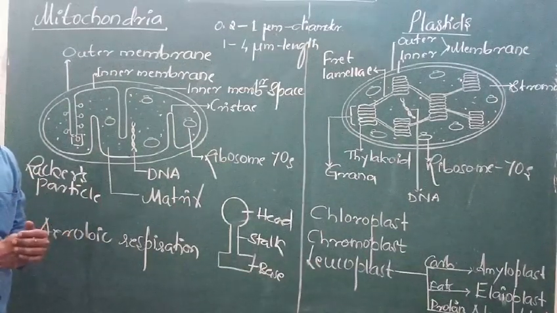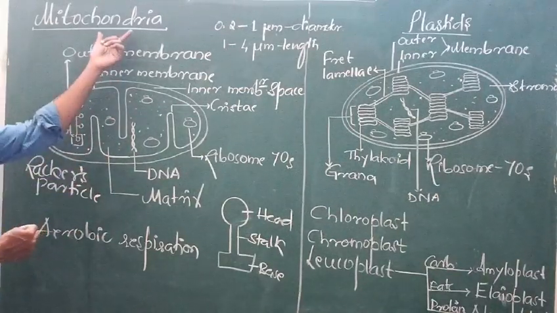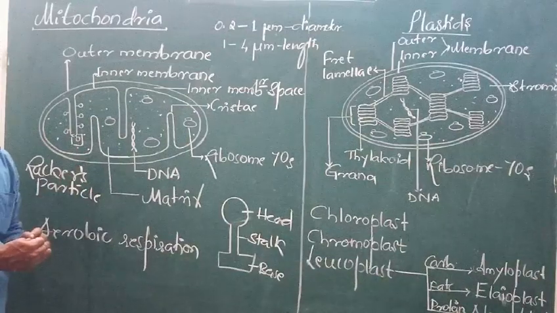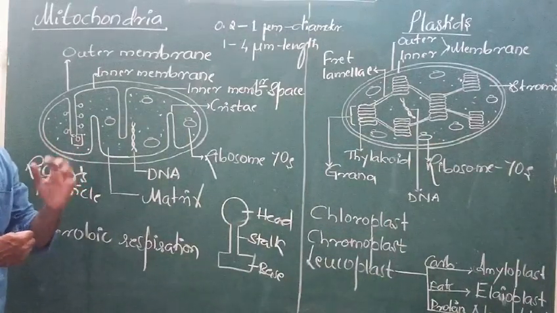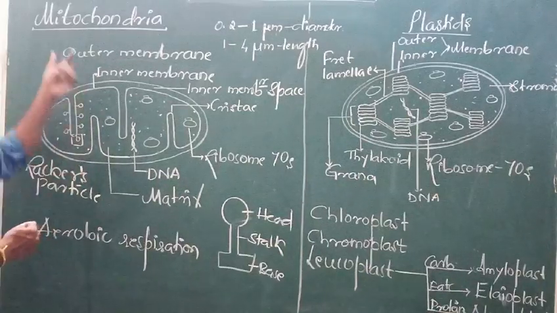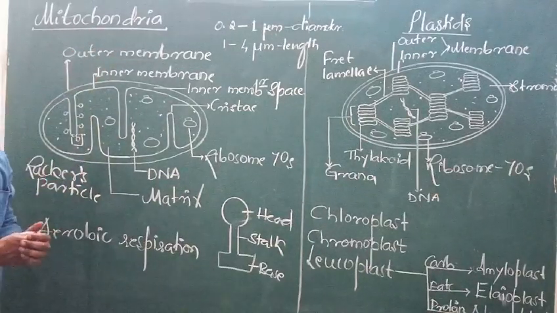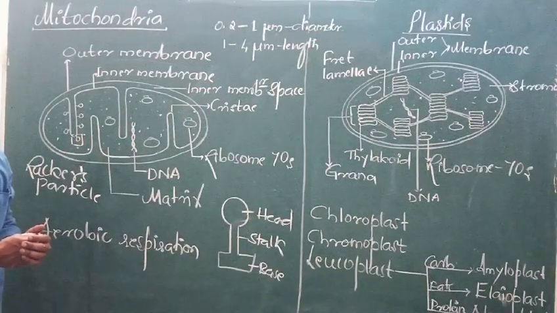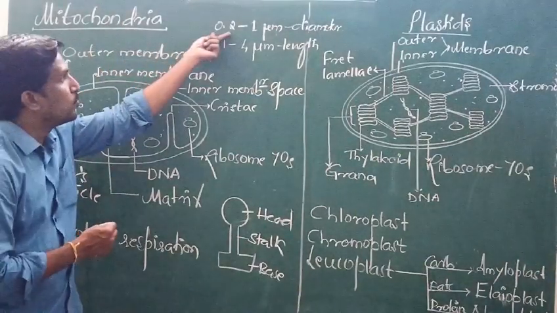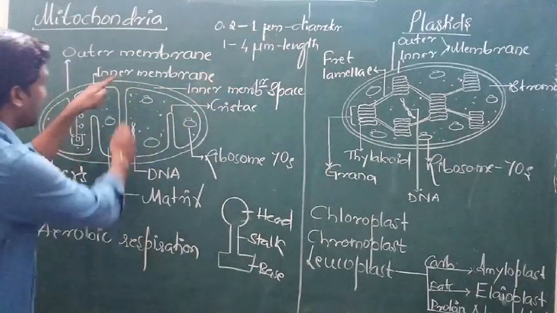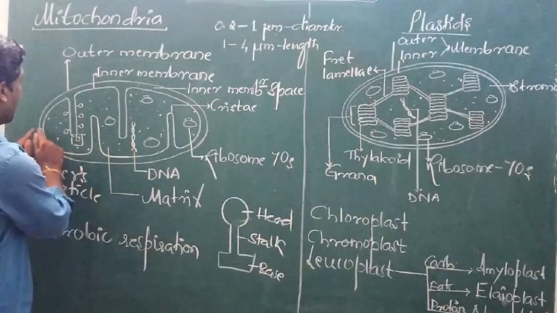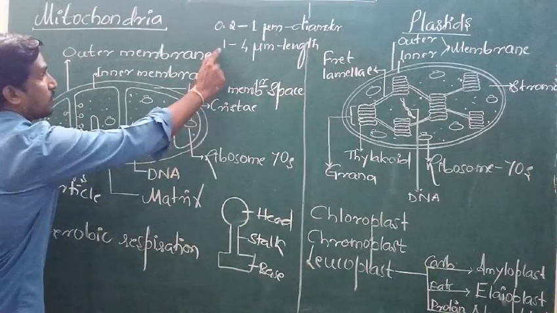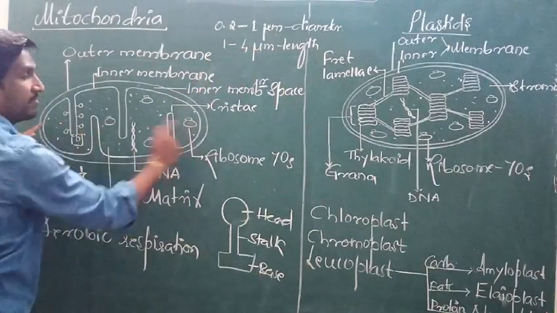Let me tell you once again, my dear students, you are learning one of the cell organelles. The name of the cell organelle is mitochondria. The meaning of mitochondria is thread-like body or thread-like structure. Mitos, thread; chondrion, body. Its size is 0.2 to 1 micrometer in diameter, whereas its length is 1 to 4 micrometer.